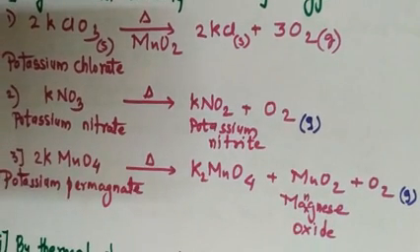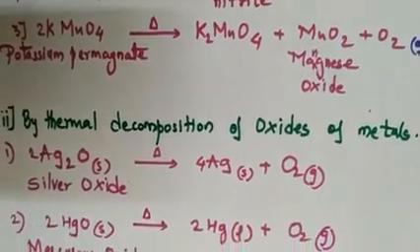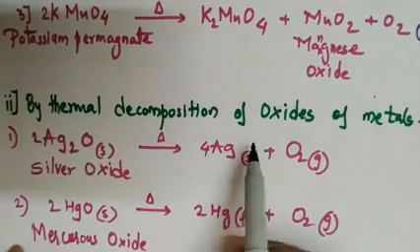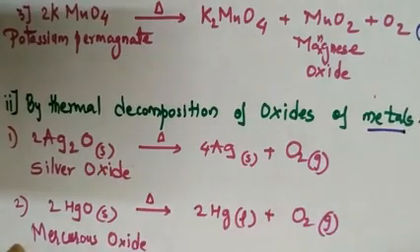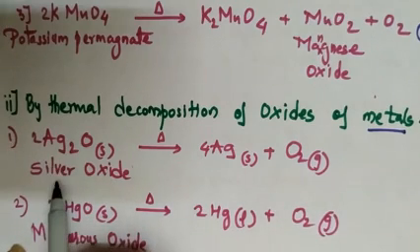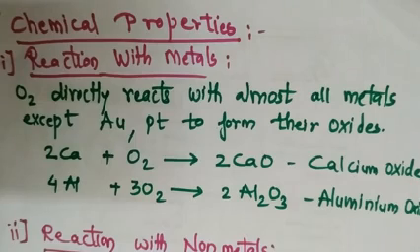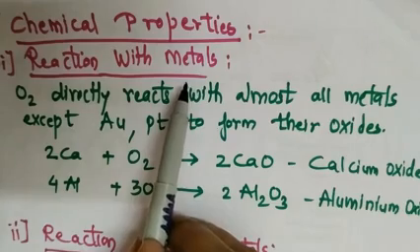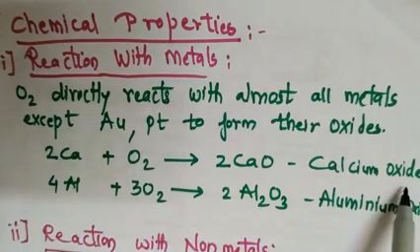Next method is by thermal decomposition of oxides of metals. Here we are dealing with metals. Oxides of metals. Which metal? Silver metal, silver oxide. Before going to the explanation of paramagnetism, we will see some of the chemical reactions with metals. How oxygen reacts with metal? Everybody knows it will form its corresponding oxides.